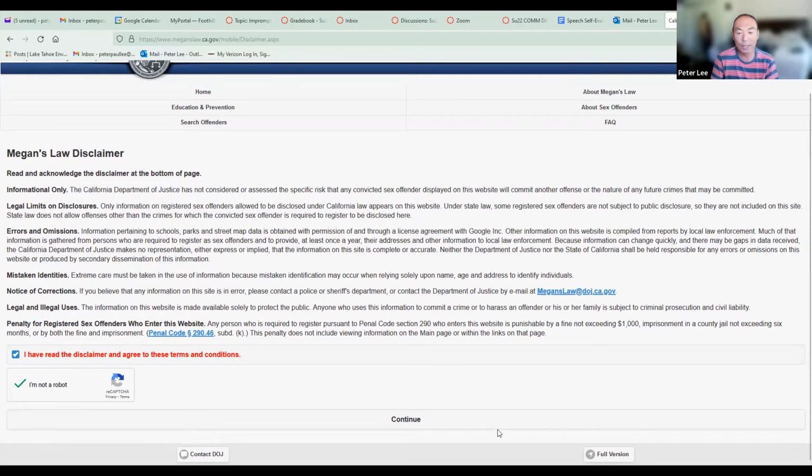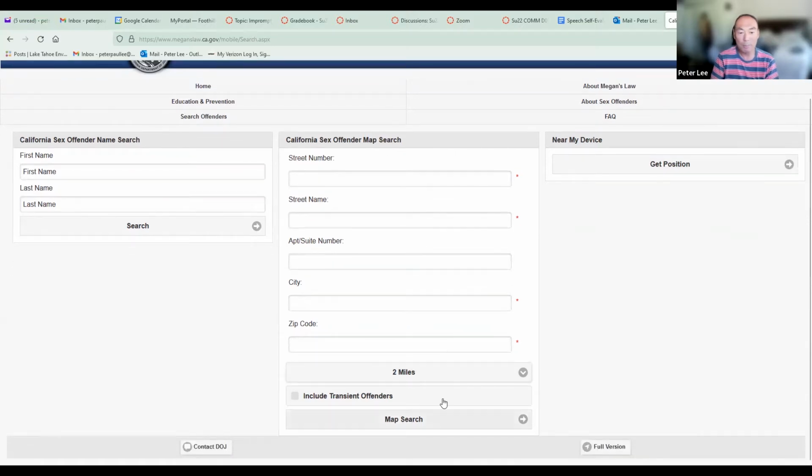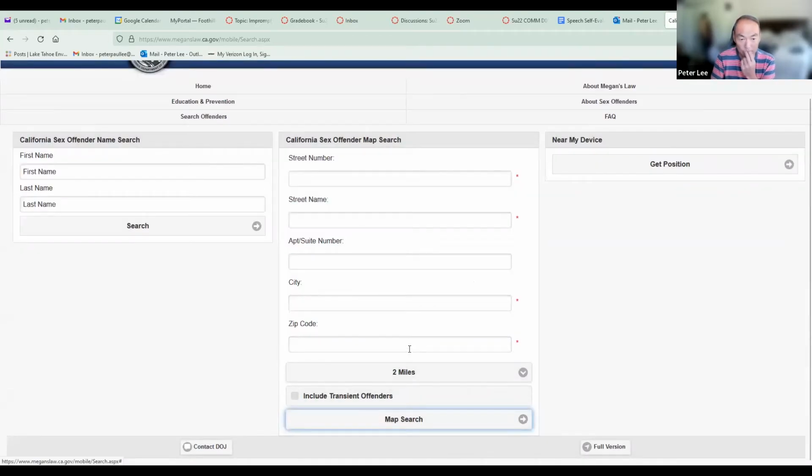So I'm going to look up a neighborhood. Anybody want to type? I want to search the map. I do a map search. Here you go. Oh, I got to hit about. Okay, the zip code. All right, I'm sharing to you. Anybody want to go look at their zip code within 2 miles and see who the registered sex offenders are that live near your house?